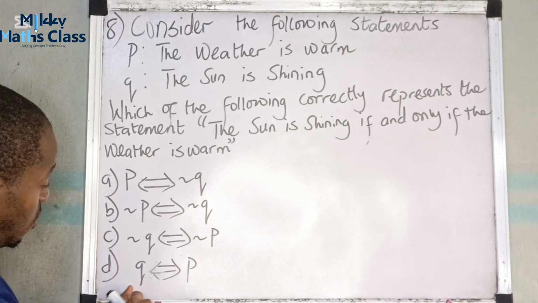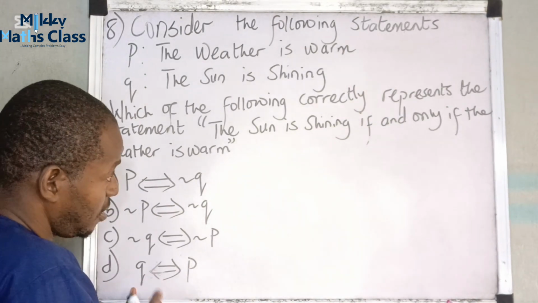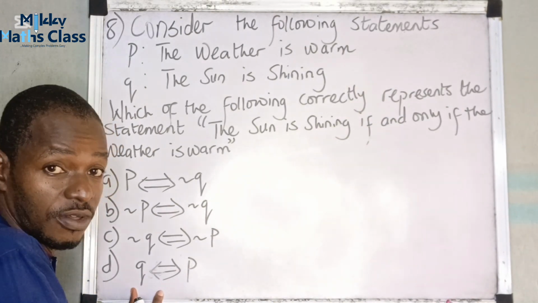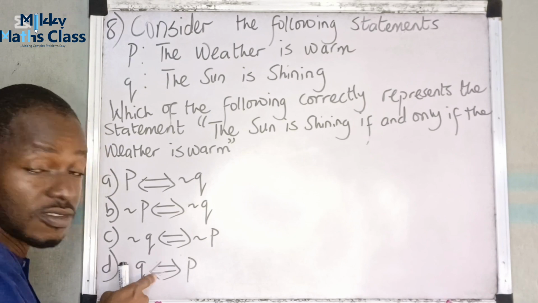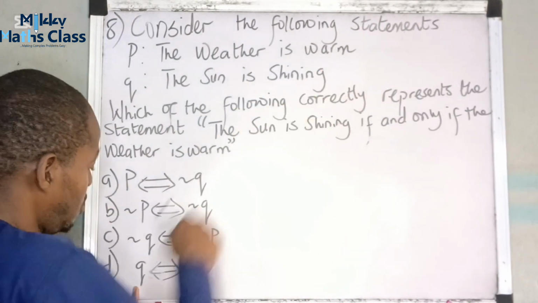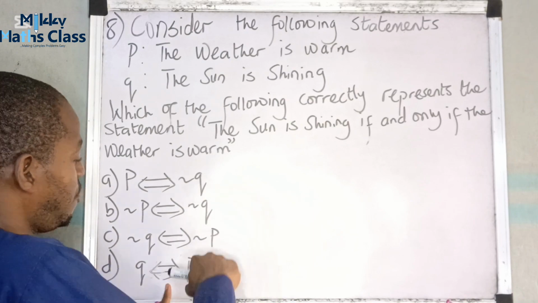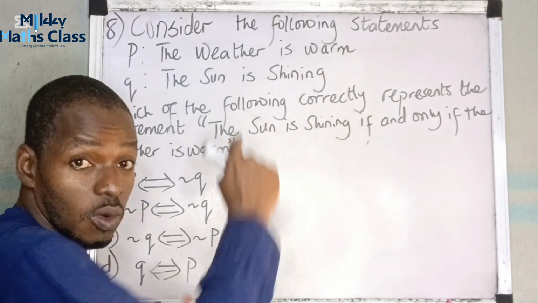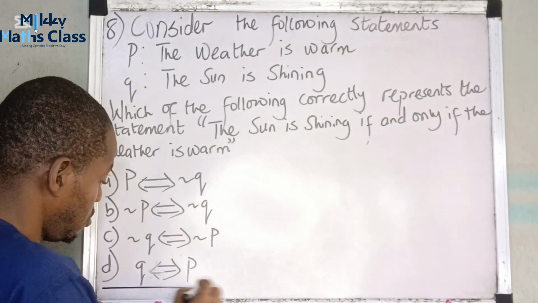Let's look at the last one. Q, if and only if. This means if and only if. So this means the sun is shining if and only if the weather is warm. So this is option D.